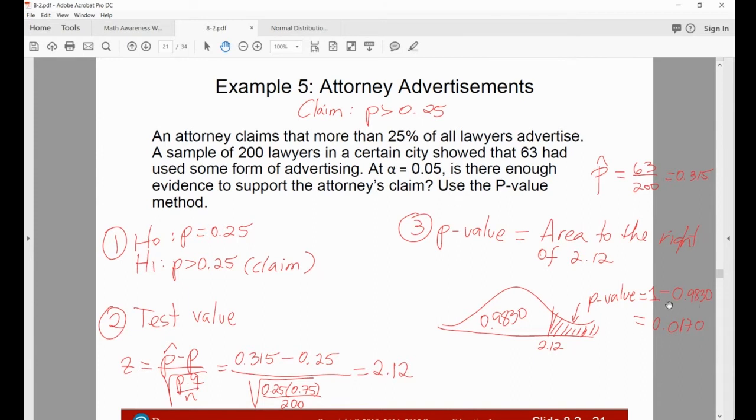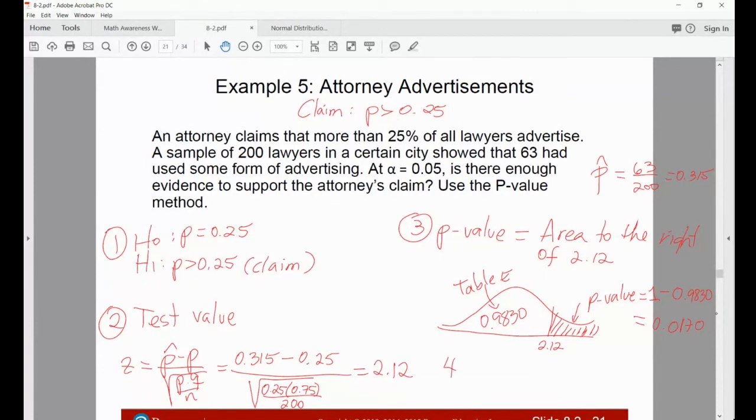So this is important. That's why I wanted to do this example. If the p-value is an area to the right, you need to use the formula 1 minus the area to the left, because on table E, we can only find areas to the left.